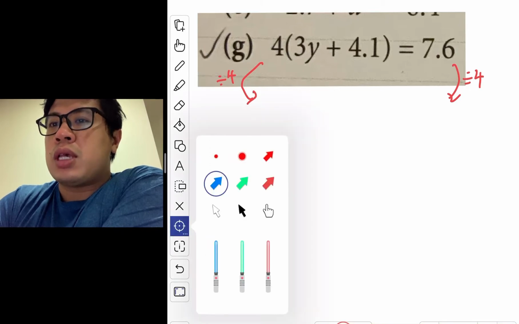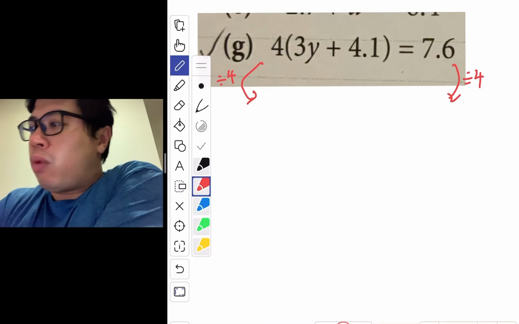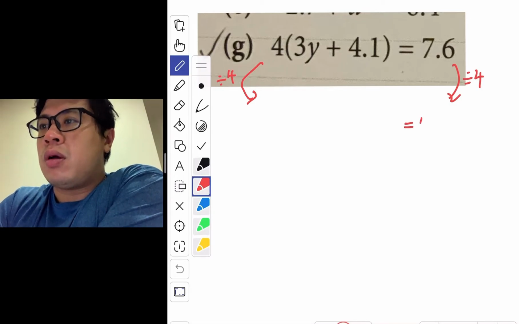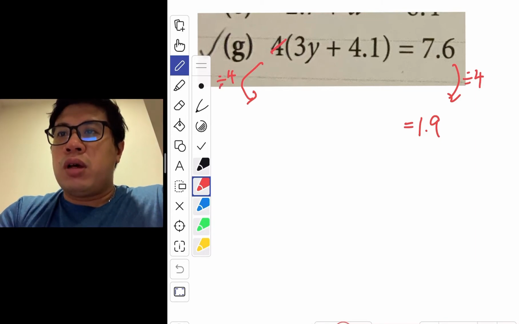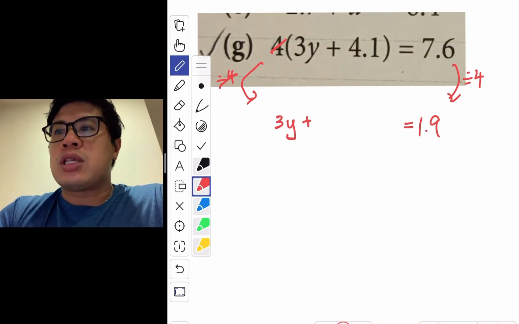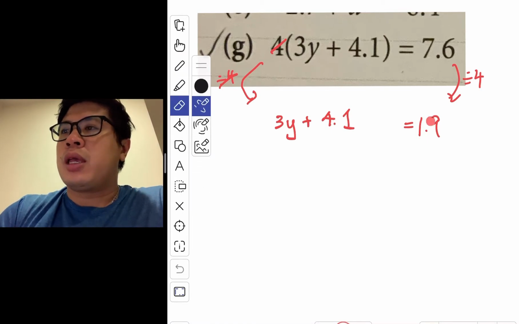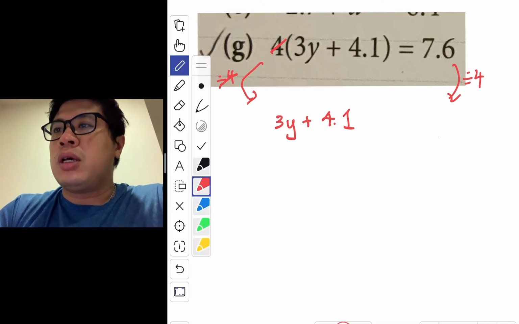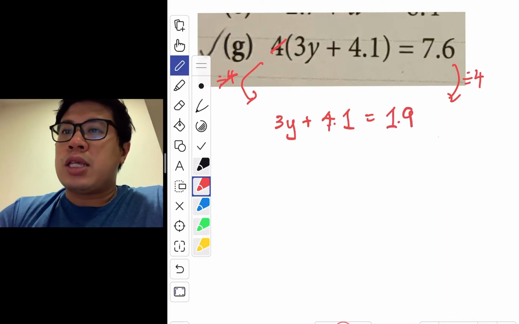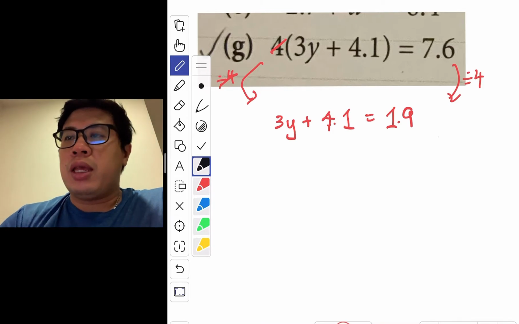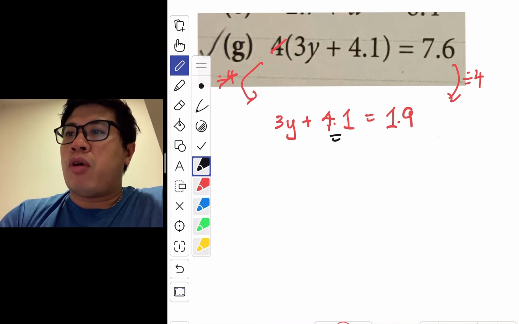And 7.6 divided by 4 will give me 1.9 on my right side. 4 divided by 4 will cancel off. I'll be left with just 3y + 4.1 on my left side, which equals 1.9. Let me just write them closer together. Then the next portion, I will want to bring my 4.1 over to the right side.